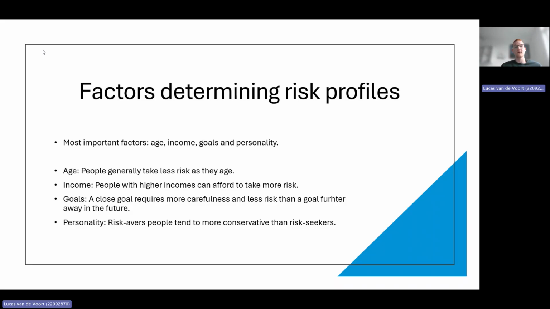When I talk about age, what I mean is people who are older and closer to retirement are generally not willing to risk as much as a 20-something-year-old who still has a lot of time to rebuild their fortune if it were to disappear tomorrow, for example. And in terms of income, the more money you make, the more aggressive your risk profile generally is.